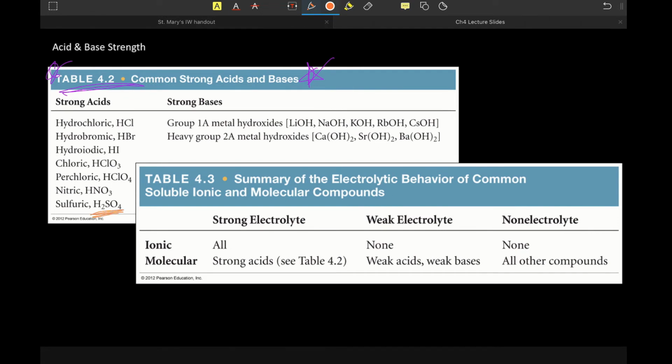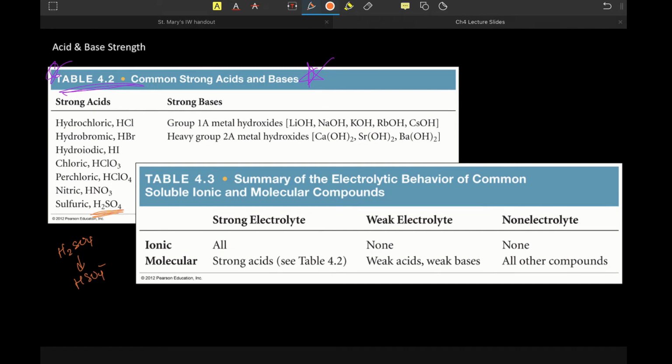Note that little exception in your book, right? Sulfuric acid, only that first deprotonation is considered a strong acid, right? Like, so H2SO4 to HSO4 minus, right? So the loss of that first proton is the strong acid part.